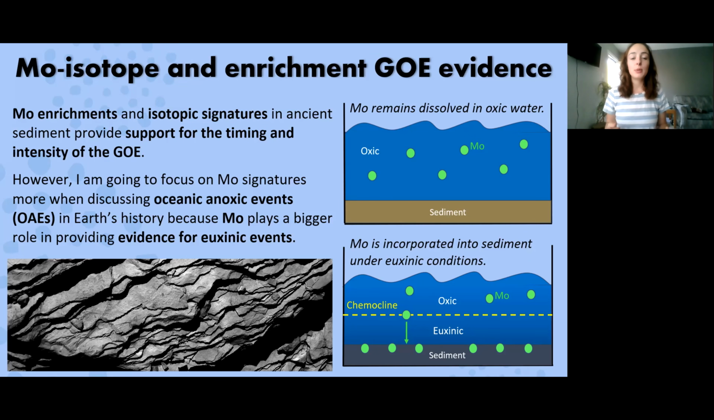However, I'm going to focus more on molybdenum signatures when we're discussing oceanic anoxic events and later oxidation events in Earth's history, and this is because molybdenum plays a bigger role in providing evidence for euxinic events. And so if you want to hear more about that, you can watch the video that I'm going to make on ocean anoxic events and late Proterozoic and Paleozoic oxidation events.